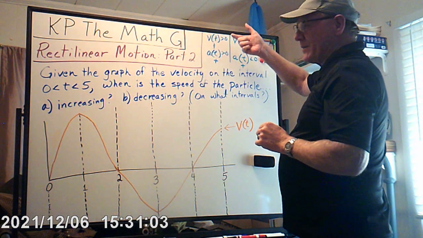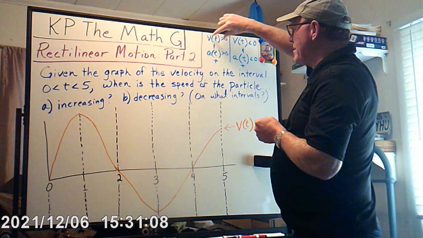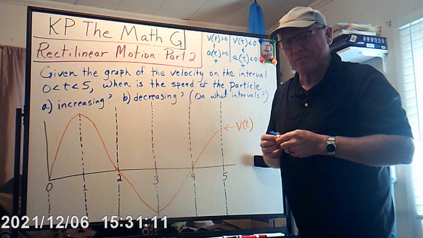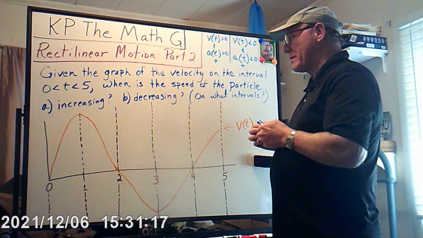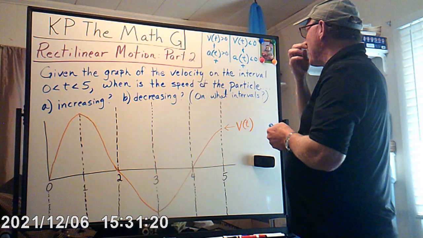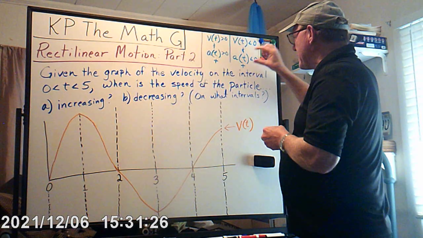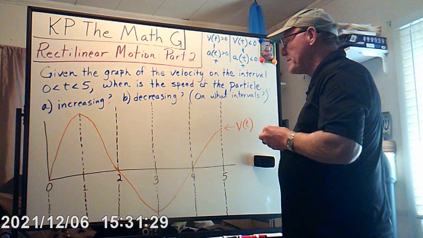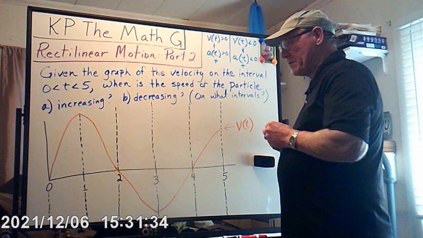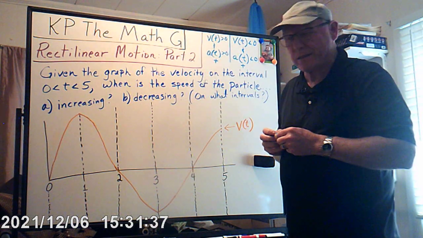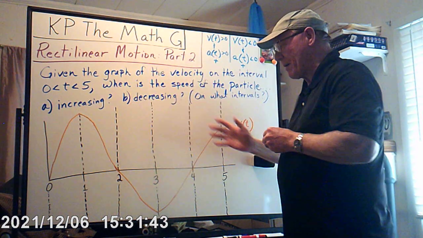If the signs are different, in other words, if v at t is greater than 0 but a at t is less than 0, the speed of the particle is decreasing. If, on the other hand, the velocity is negative but the acceleration is positive, once again, either way, the speed of the particle is decreasing. And that's what we're looking at, the speed of the particle over a frame of time.